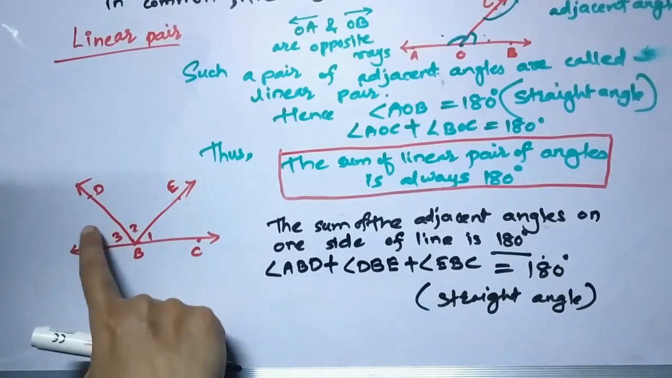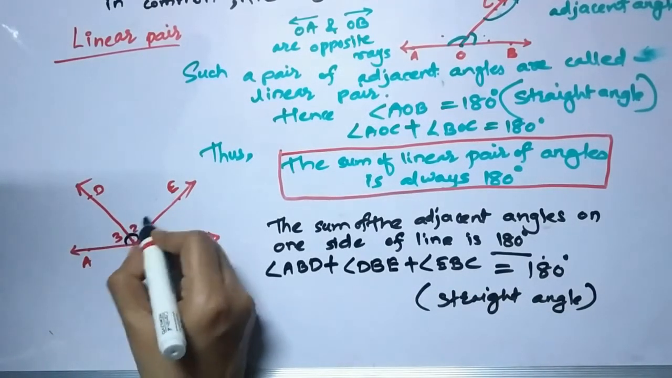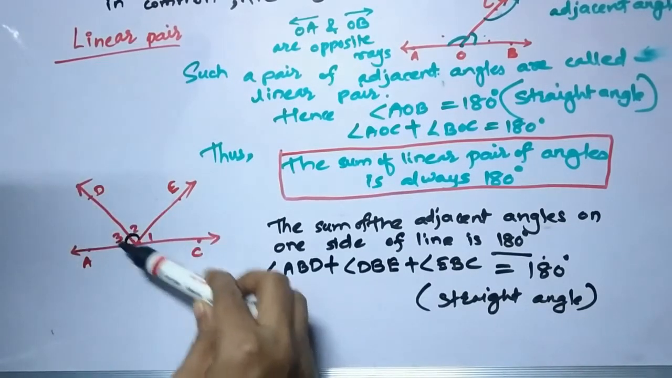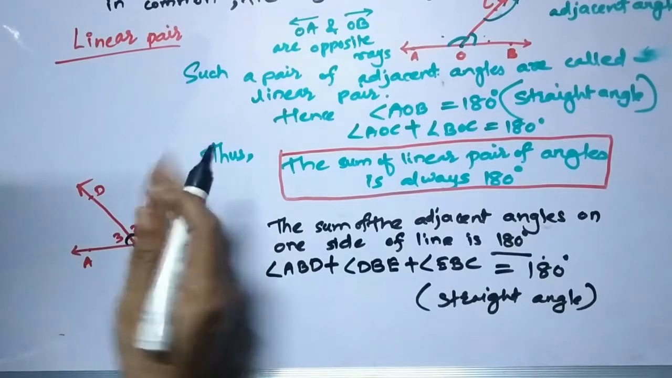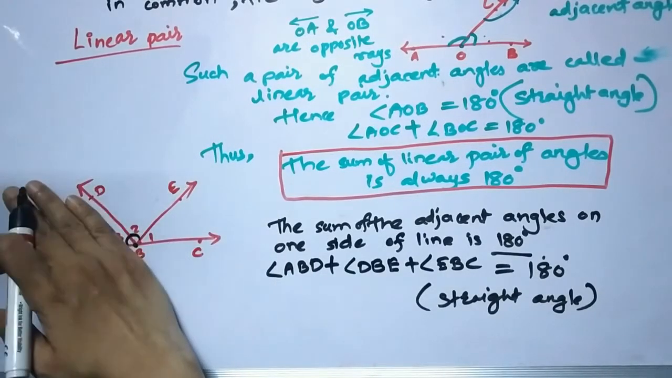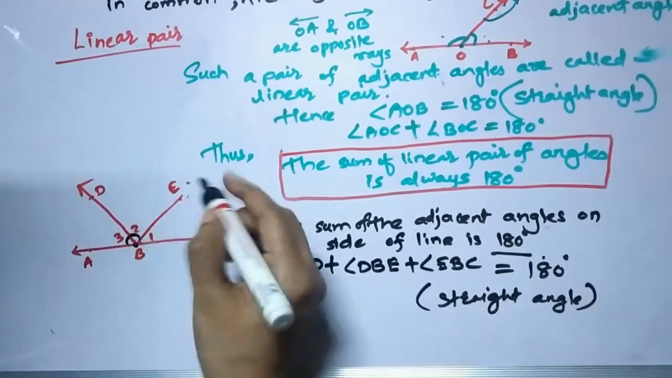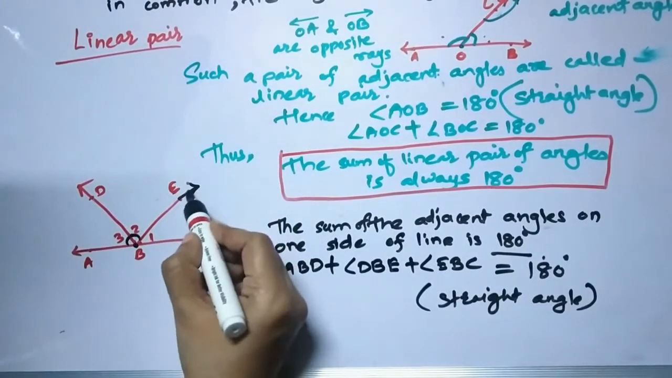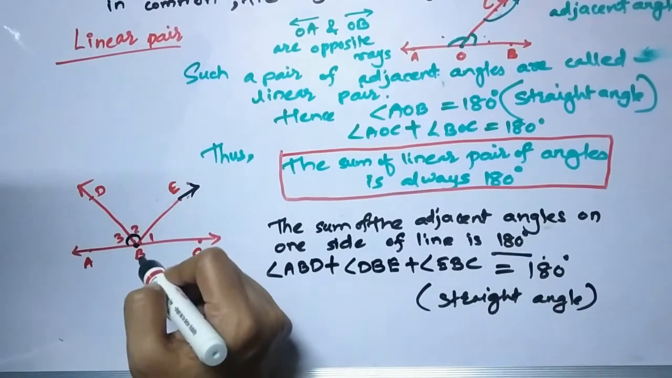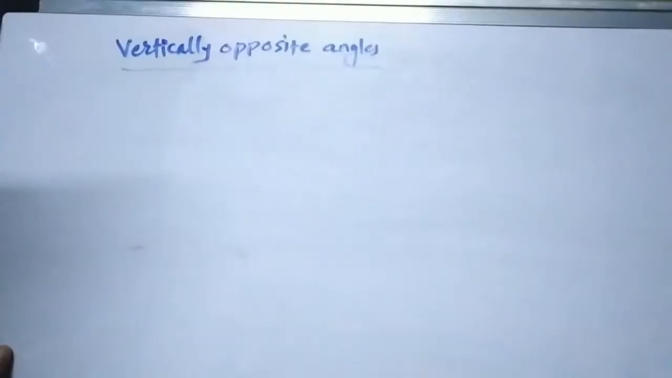So this angle is adjacent to this angle. This angle is adjacent to this angle because it has one common arm between them, which is BD, and this B is a common vertex between them. And if you observe these two angles, BE is one common arm, and this B is a common vertex. So these are all adjacent angles, and their sum is 180 degrees.